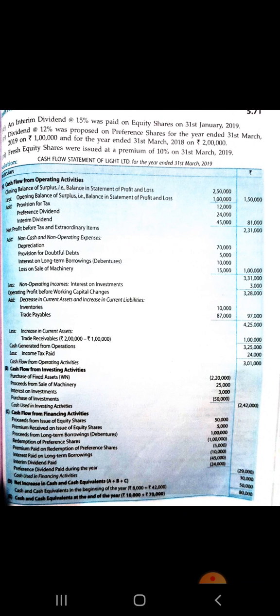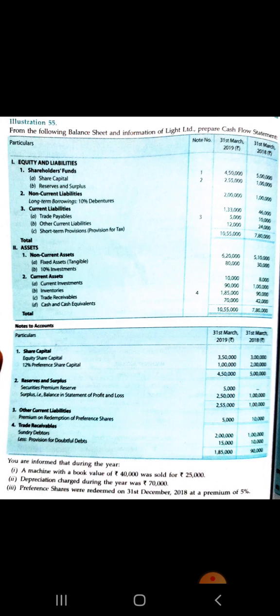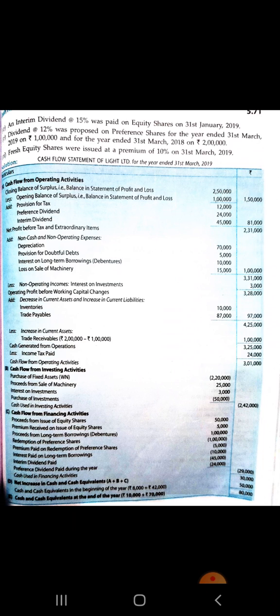Then non-operating incomes, interest on investment. 10%. Investment is given, that is 30,000 and 80,000. Interest is calculated on the basis of previous year's amount. Previous year's amount is 30,000. 30,000 into 10 by 100, 3,000. Operating profit before working capital changes after all adjustments, rupees 3,28,000.